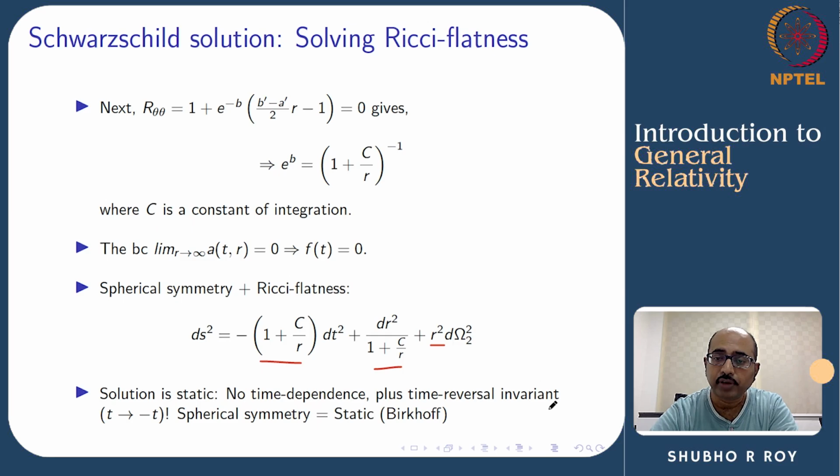Not only time independent, this is time reversal invariant. That is, if I switch t to minus t, because of the square in dt squared, the metric doesn't change. So the symmetry has time reversal invariance. So not only are the coefficients time independent, but they are also immune to the direction of time. They don't care about it. So this kind of solution, which is time independent and has time reversal invariance, is called a static solution. So it turns out that spherically symmetric solutions are always static.